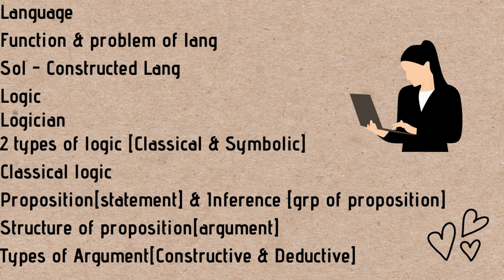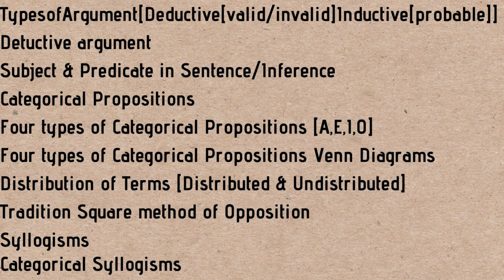And next we have seen about the structure of a proposition, which we call an argument. This argument is of two types: inductive argument and deductive argument. But in classical logic, we will be studying only the deductive argument. So what is deductive and what is inductive? Deductive talks about validity or invalidity. Inductive is all about probability.